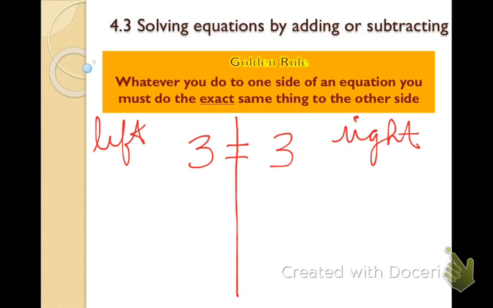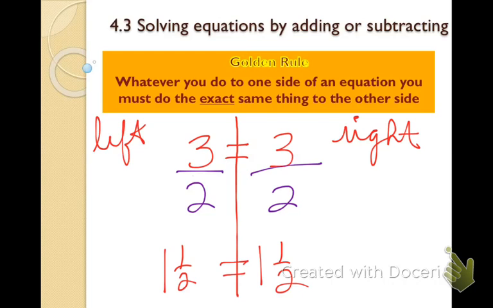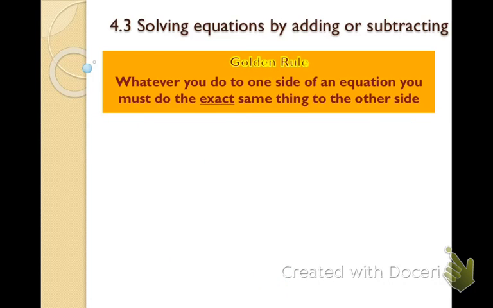One more. Let's say I wanted to divide by 2 on this side. I would have to divide this side by 2. So on the left, I have 1.5. On the right, I have 1.5. They are still equal. Okay? So that was just why the golden rule makes perfect sense. Exact same thing to both sides of the equal sign.